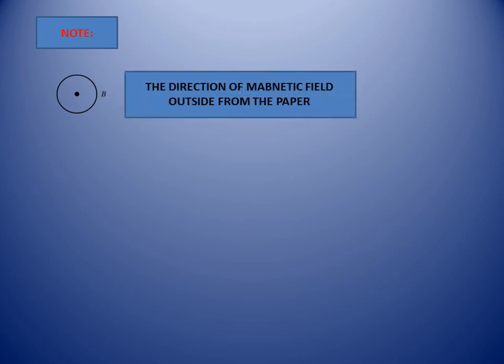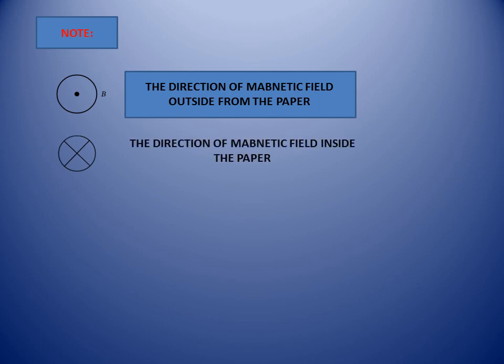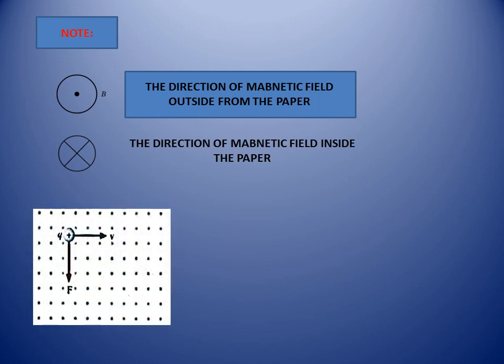There are some notices that are very important. The direction of a magnetic field outside the paper is represented by a dot, as in this figure. But when the direction of the magnetic field is inside the paper, we represent it by a cross.